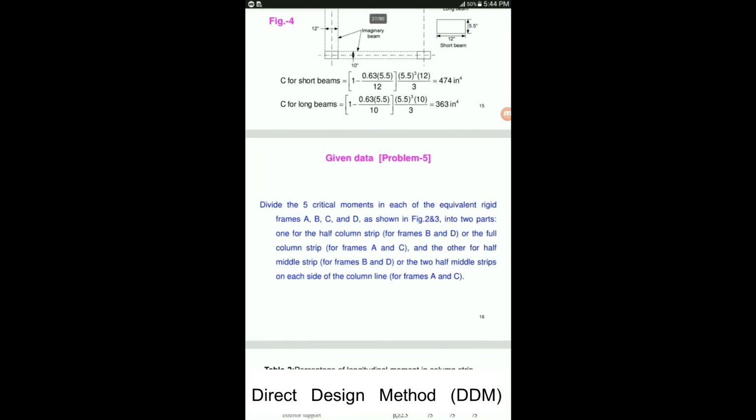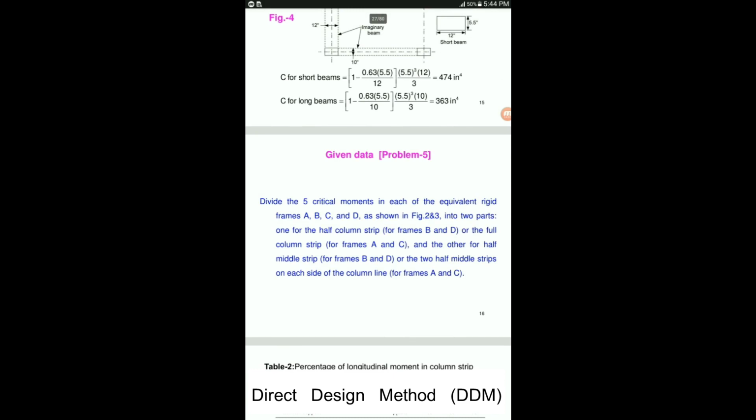The next part is to divide the 5 critical moments in each of the equivalent rigid frames A, B, C, D shown in the figure into two parts: one for the half column strip or full column strips, and the other for the half middle strips, or two half middle strips for each of the column lines for frames A and C. So in this problem we're going to do the transverse distribution for each of the locations.